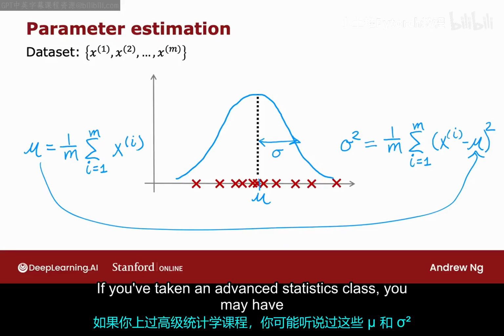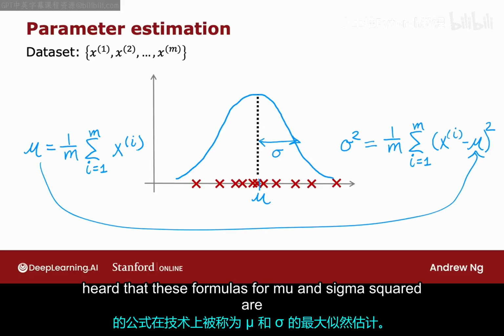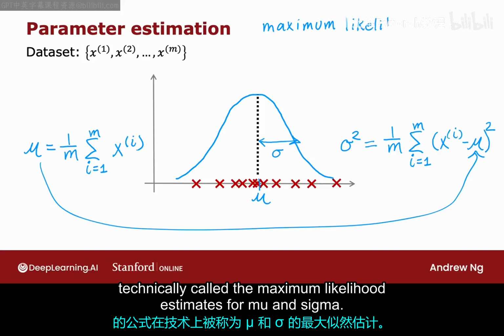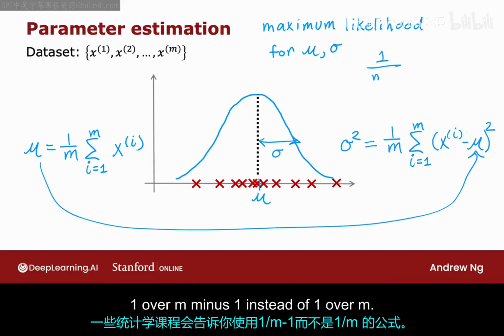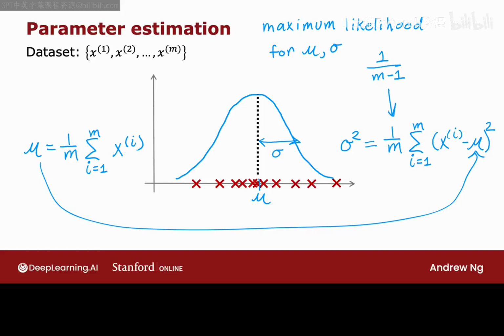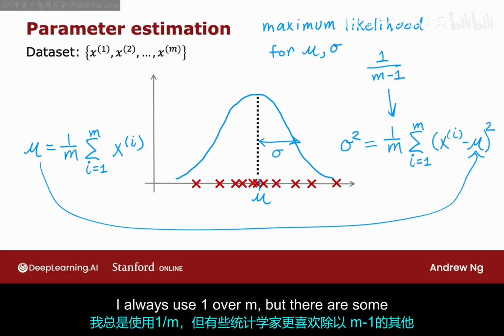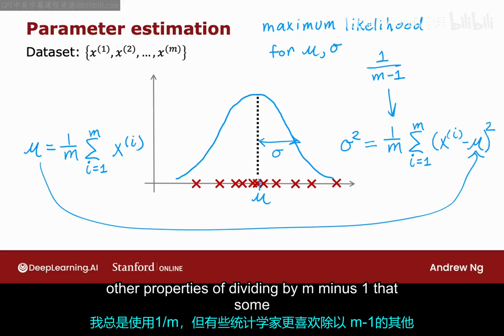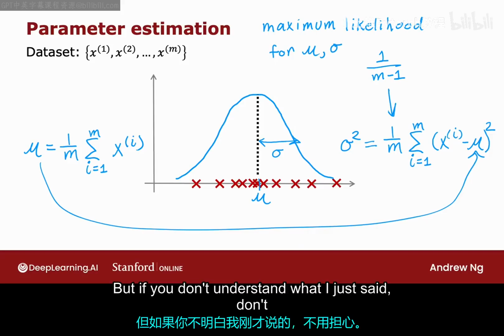If you've taken an advanced statistics class, you may have heard that these formulas for mu and sigma squared are technically called the maximum likelihood estimates for mu and sigma, and some statistics classes will tell you to use the formula 1 over m minus 1 instead of 1 over m. In practice, using 1 over m or 1 over m minus 1 makes very little difference. I always use 1 over m, but there are some other properties of dividing by m minus 1 that some statisticians prefer. But if you don't understand what I just said, don't worry about it.